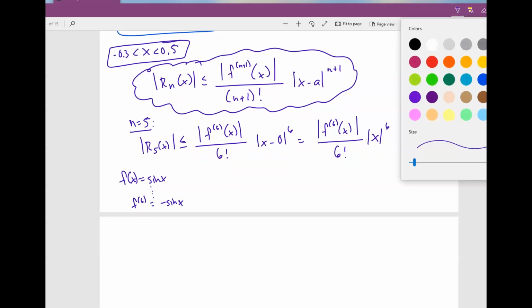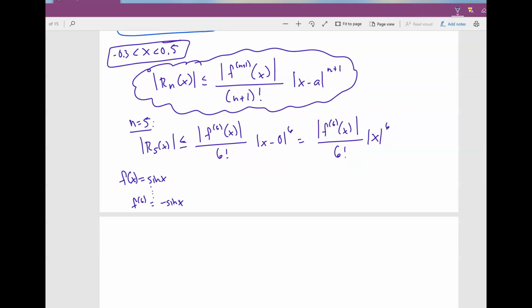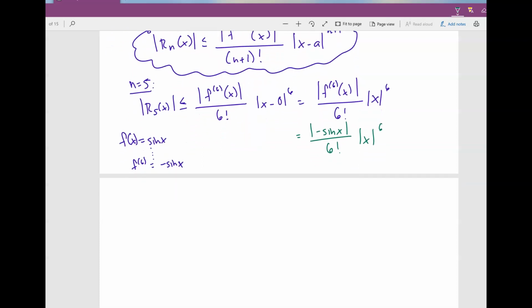So this thing is going to be equal to the absolute value of negative sine of x divided by 6 factorial, times the absolute value of x to the power of 6. Notice that the negative is going to go away, so I'm left with the absolute value of sine of x divided by 6 factorial, times x to the power of 6.